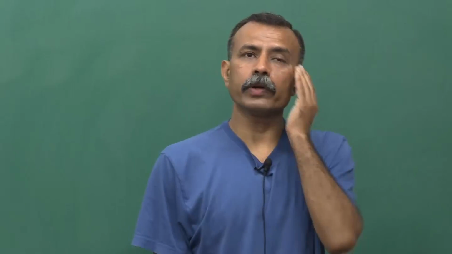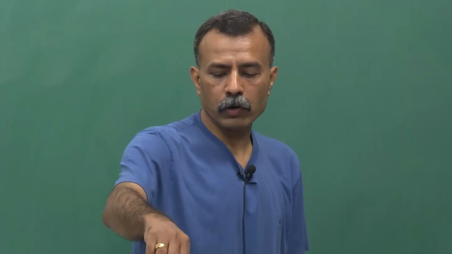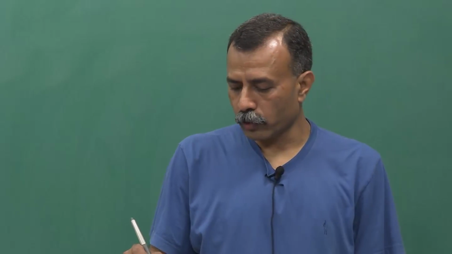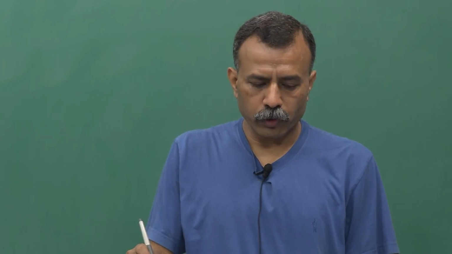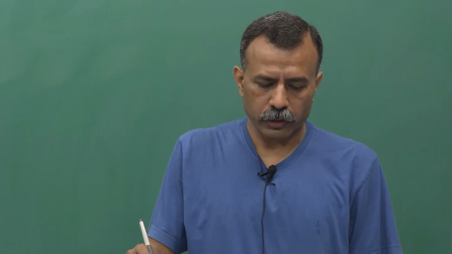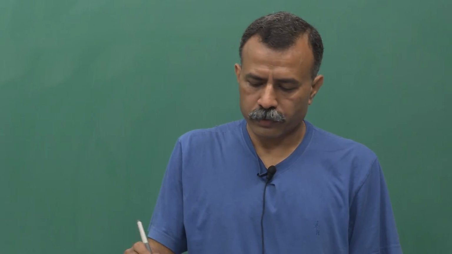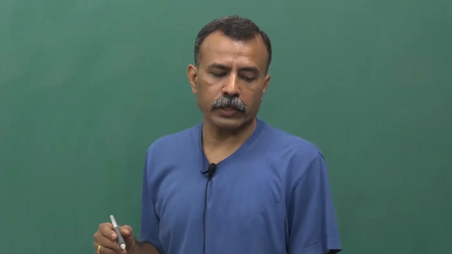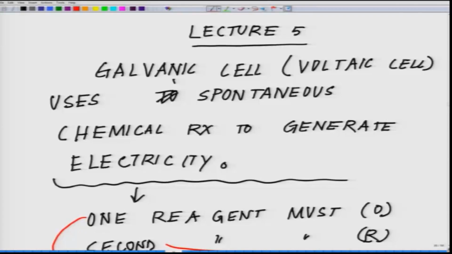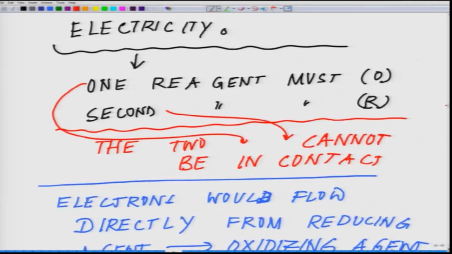So, just a small recap. When we talked about galvanic cells in the last class, we put up a definition which I wanted to revisit. A galvanic cell, which is a voltaic cell, uses a spontaneous chemical reaction to generate electricity, and I mentioned two things here. One reagent must be oxidized and the second one must get reduced, and the two should not be in contact.